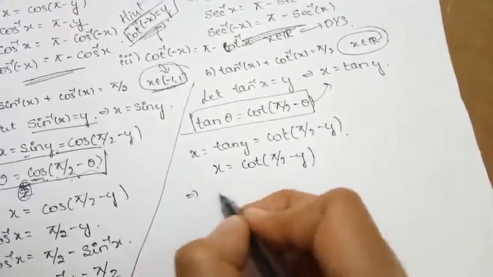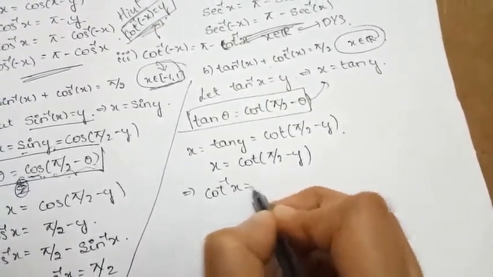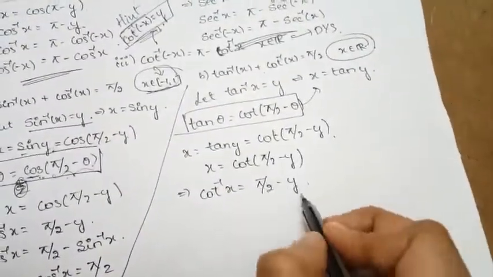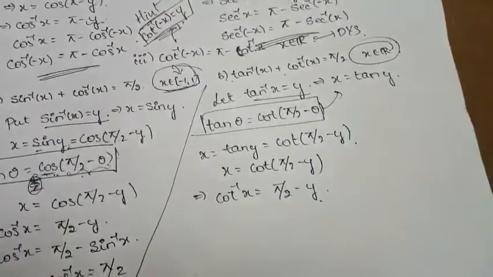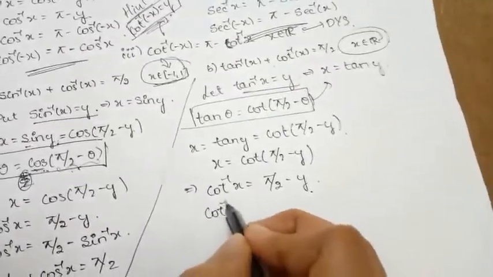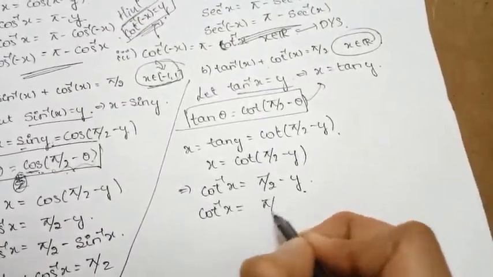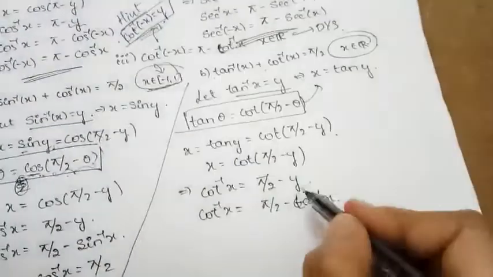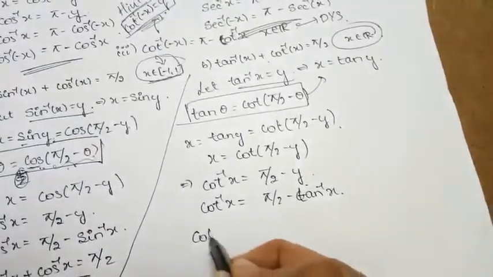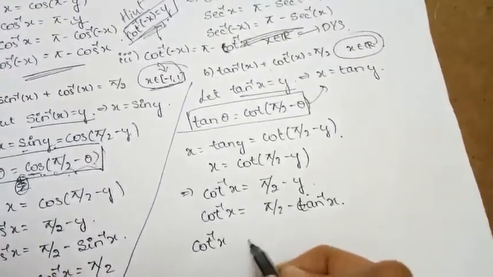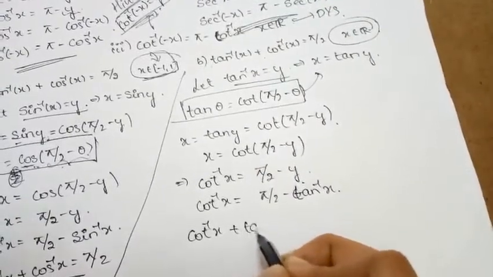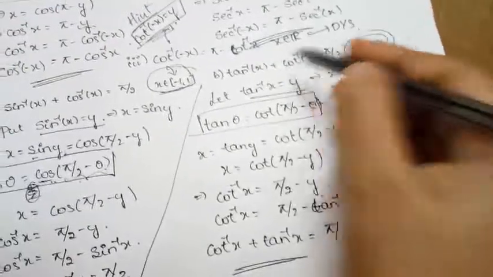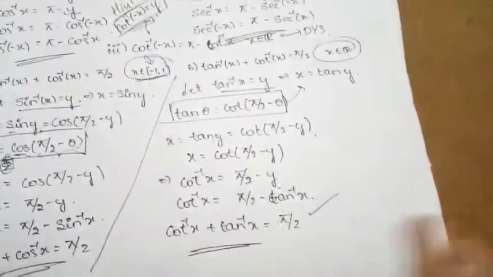So what does this imply now? That is nothing but cot inverse of x is equal to pi by 2 minus y. So what is y here? That is nothing but tan inverse of x is equal to y. So replacing that y by tan inverse of x, we are going to get this. By bringing tan inverse of x to the LHS, I am going to get tan inverse of x plus cot inverse of x is equal to pi by 2. This is what we were required to prove, and we have proved it.